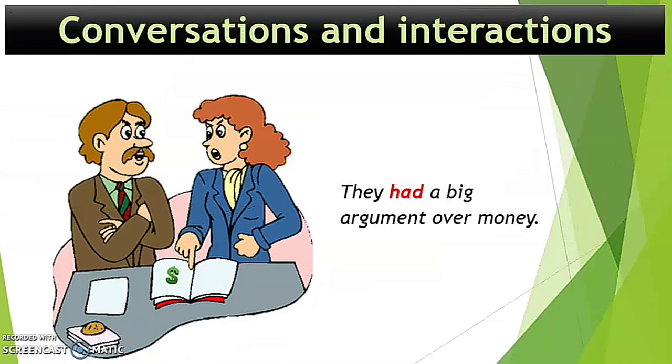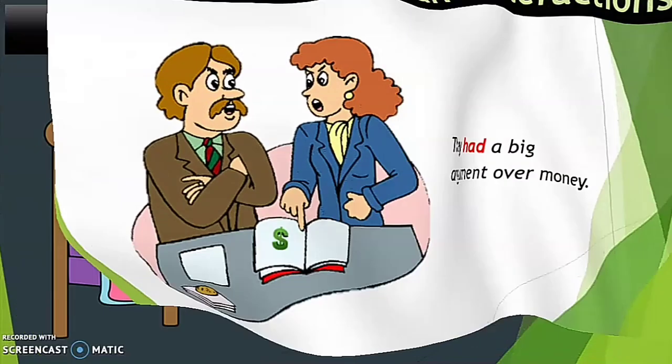The next use is to show conversation or interaction. For example, they had a big argument. Another example, I need to have a chat with John about ours. The chef and the manager had a row in the kitchen.